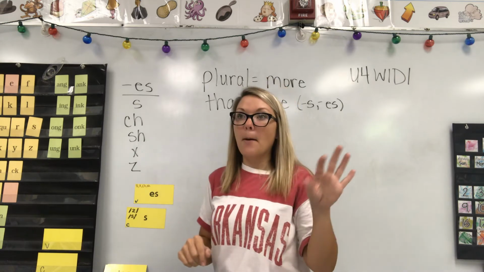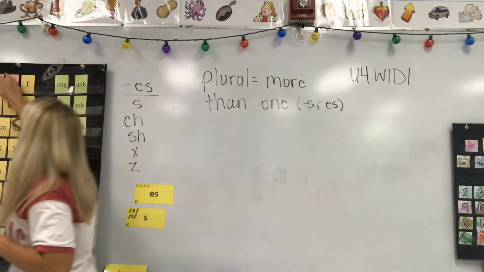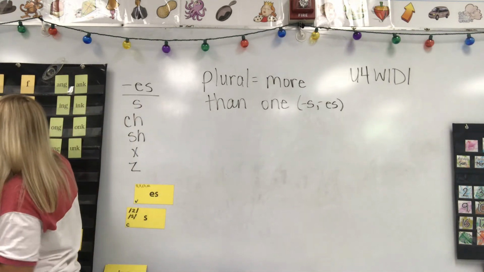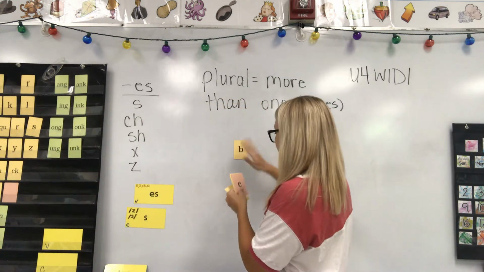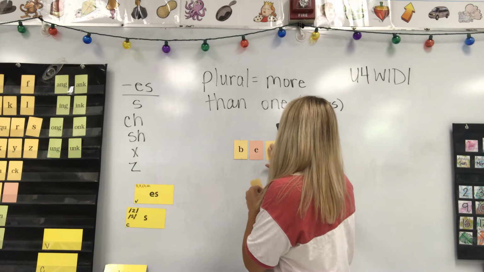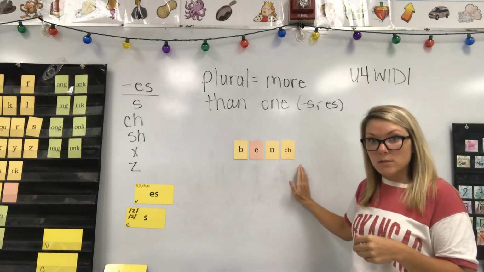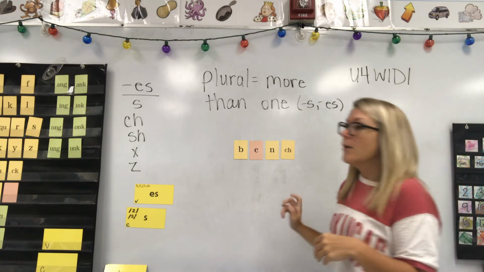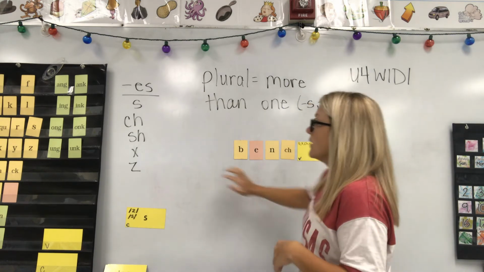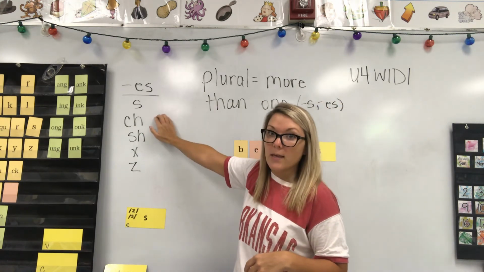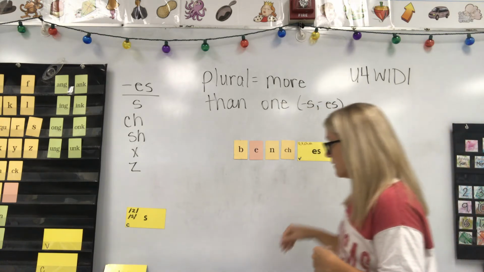Okay, so if I tap that out, bench, bench. Alright, so here's my base word, bench. Okay, so am I going to say bench-s or benches? Bench-is. Okay, because here's my CH over here under my ES suffix. My word ends with the CH, so I give it an ES suffix.